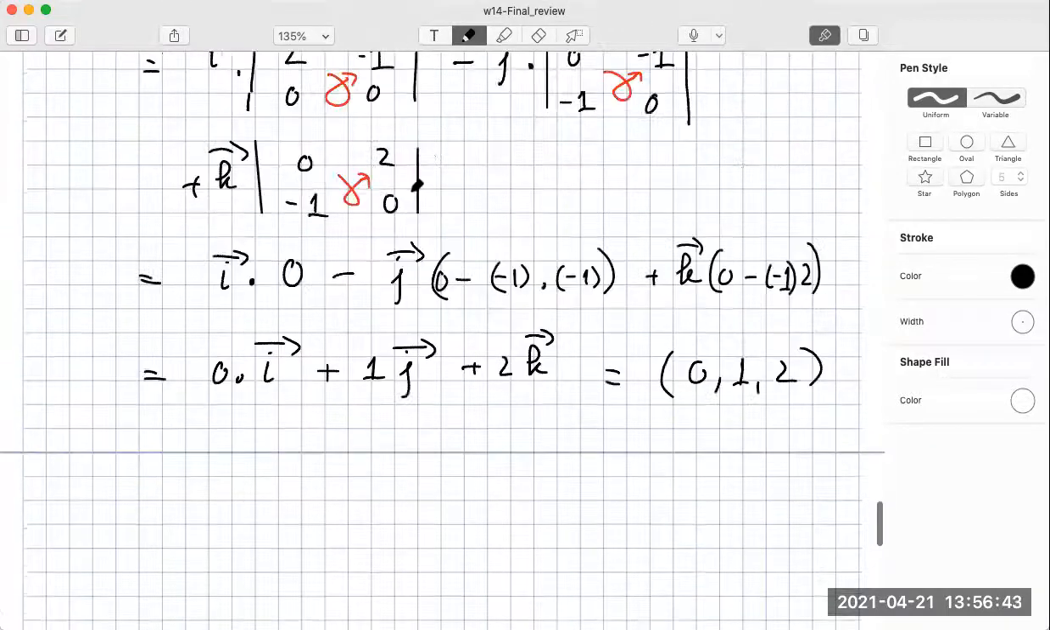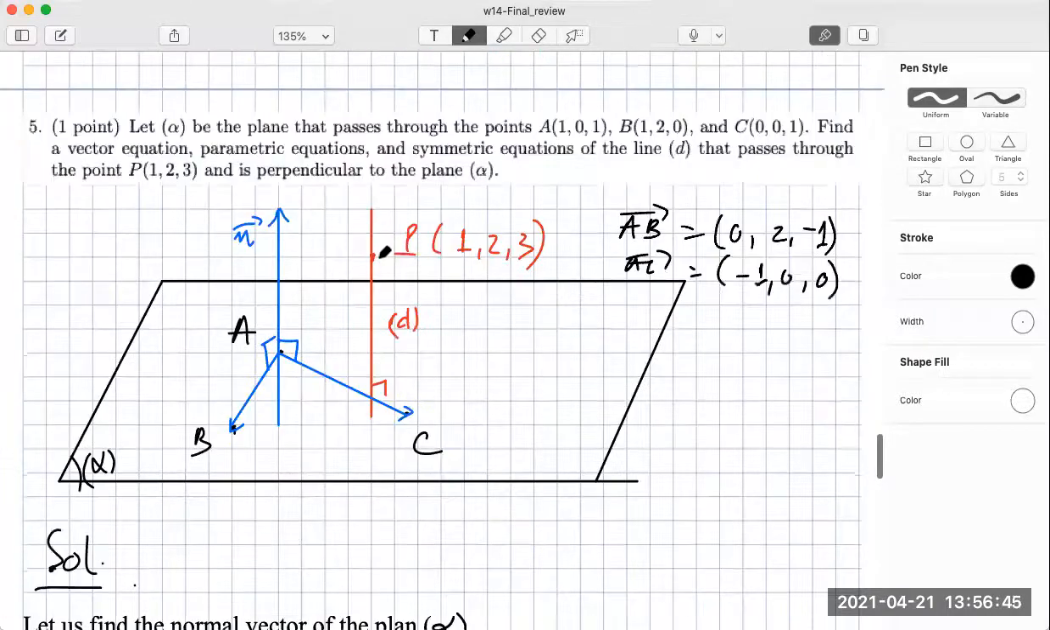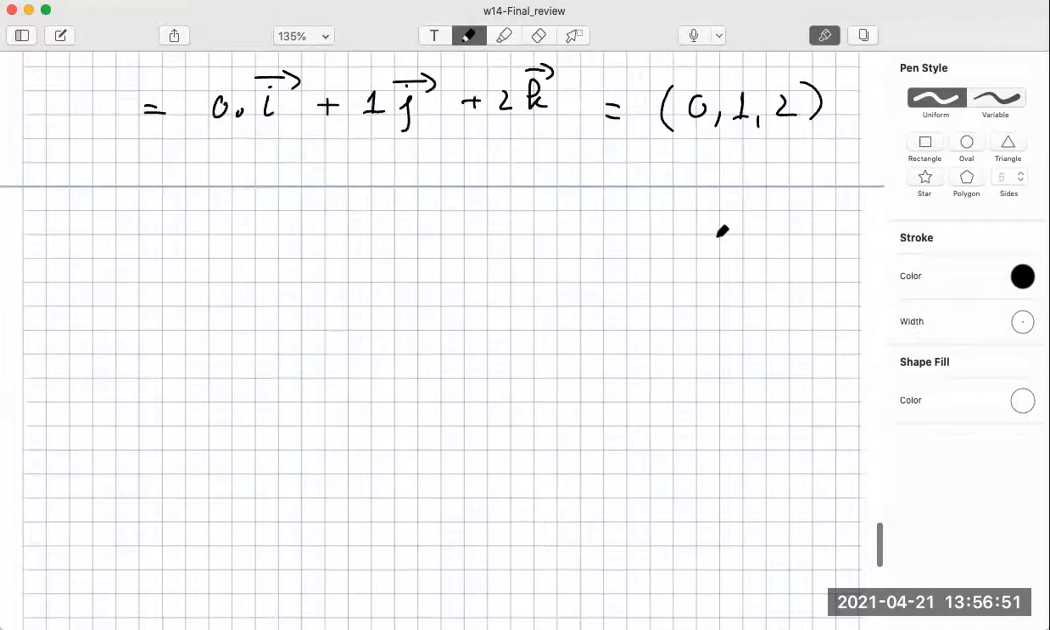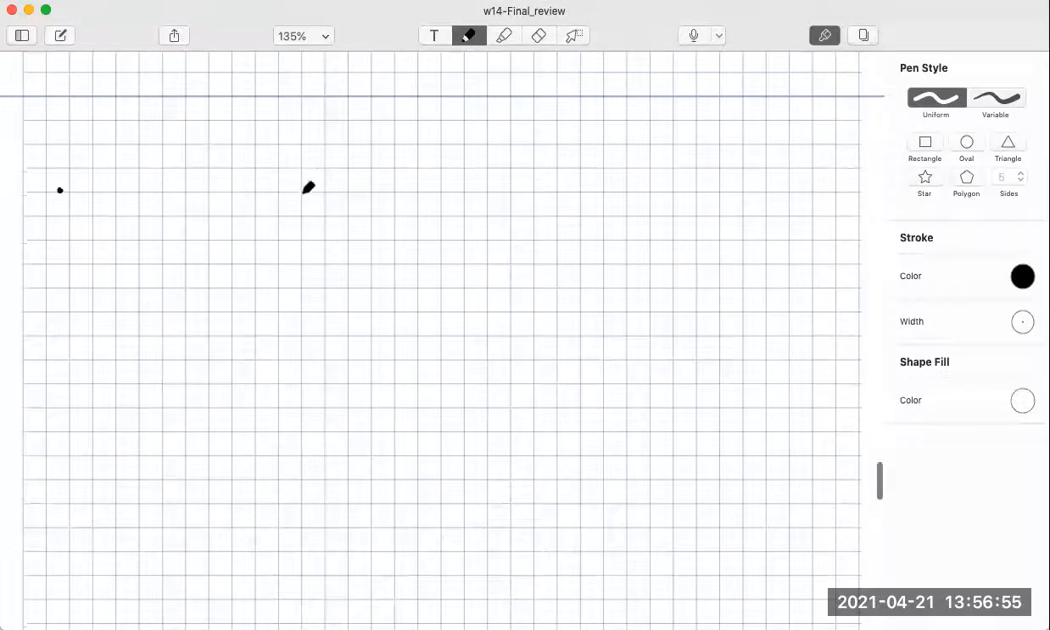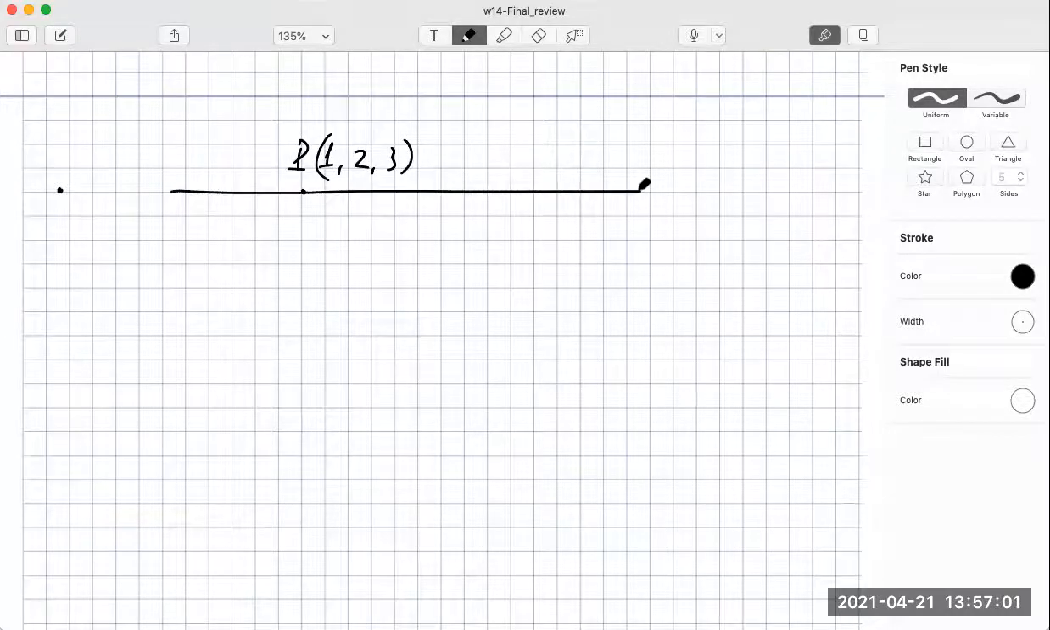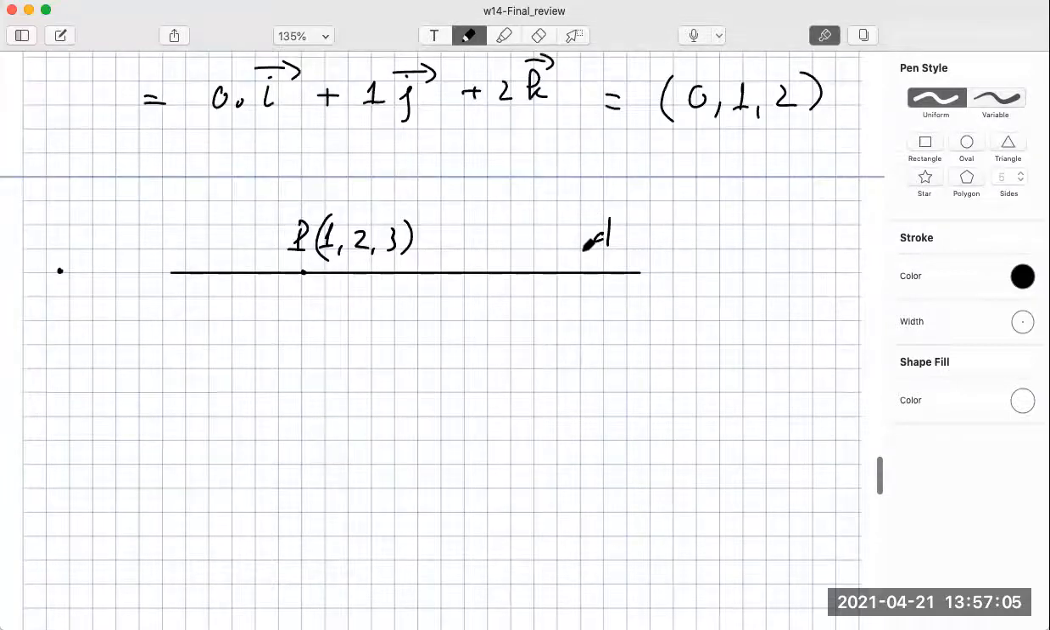Now, do you remember how to write the line equation where the line goes through a point with a given direction? What is it? Suppose we don't remember.